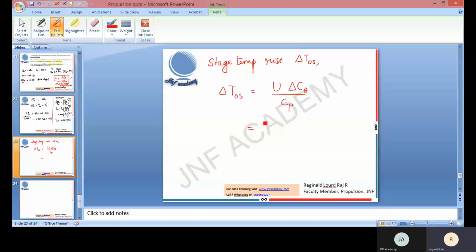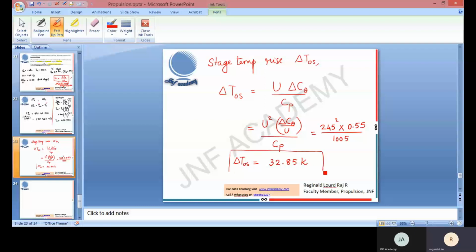And let me alter this a little bit. I'll write U square delta C theta by U, because this ratio is given. I'll multiply and divide by U and bring that ratio, divided by Cp. U is given in the problem, 245 square. This ratio is 0.55 and Cp is 1005. Simple math. You have the calculator, you put it, you get 32.85 Kelvin. Again, very easy calculation. They gave the numbers in such a way that you don't have any issue. They did not even give the velocity triangles information. They directly gave you the work done, the non-dimensional work done, or the non-dimensional change in whirl component of velocity, so that the calculations are easier.